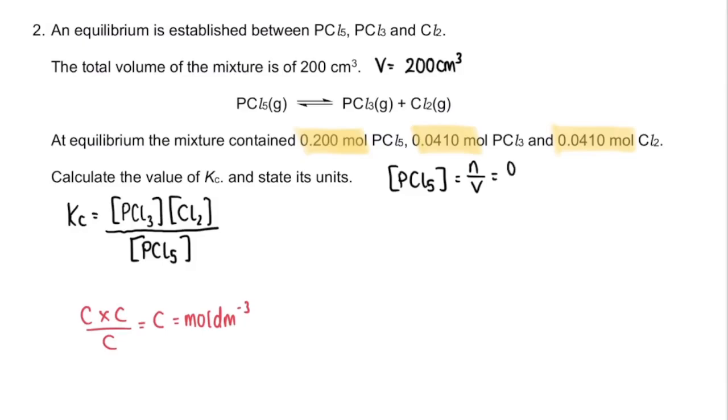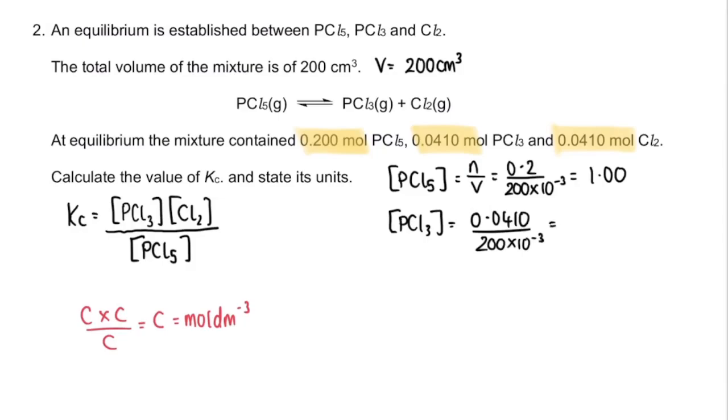So I'm going to take my 0.2 moles and divide it by 200, but I need to convert to decimeters cubed, which is a factor of 1,000. And so I'm going to end up with a concentration of PCl5 of 1, and I'm going to repeat that for PCl3. So I'm going to get my 0.0410 and divide it by 200 times 10 to the minus 3, and that's going to come out to be 0.205. And if you notice that the moles of Cl2 are the same, so the concentration is going to also be 0.0205. So I can put those into the expression.